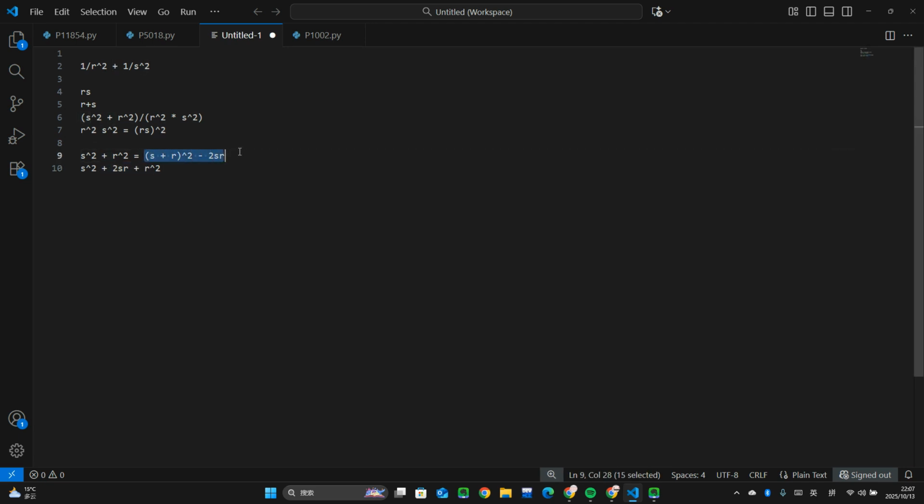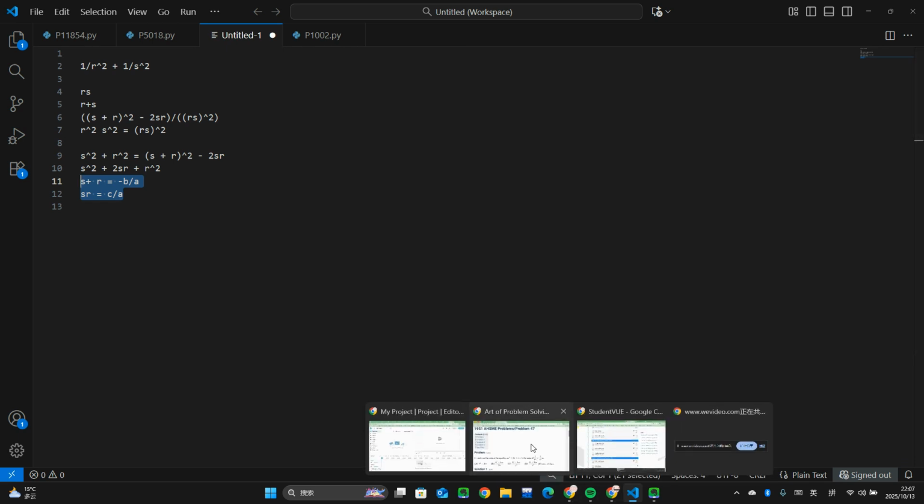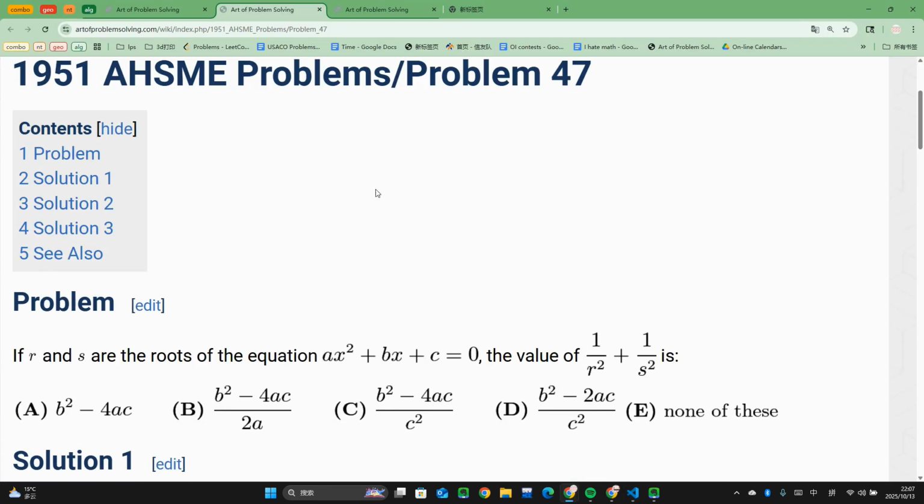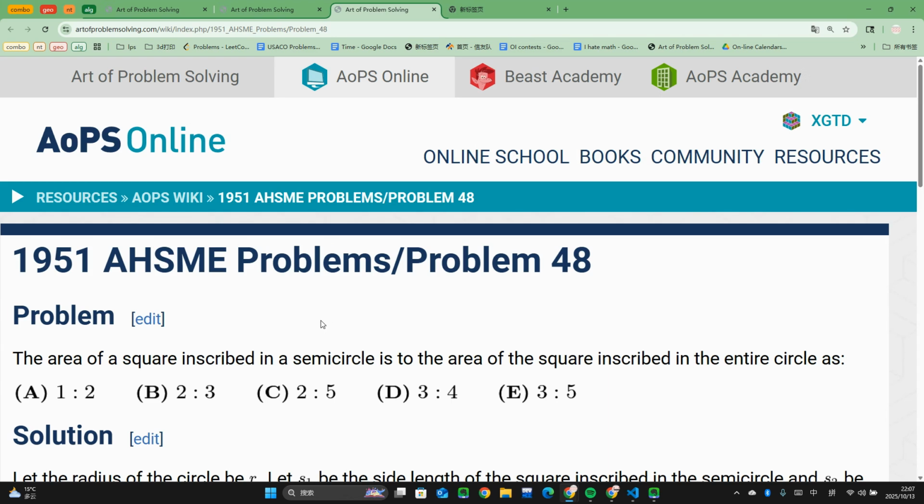So now that we have it in this form, it's all going to be easy because s plus r is just going to be negative b over a, and then sr is c over a. So now we have this whole equation turned into this part right here over this. And notice that everything is either in rs or s plus r. So we can just apply Vieta's formula using these two and find that the answer will just be D. Yep.